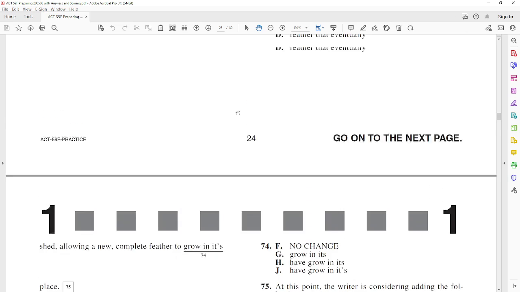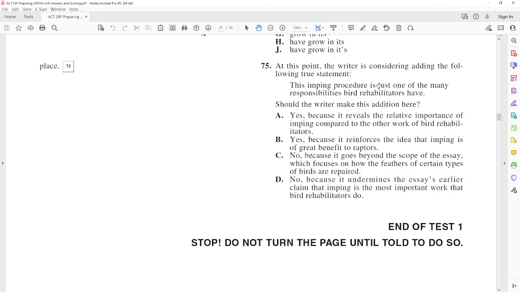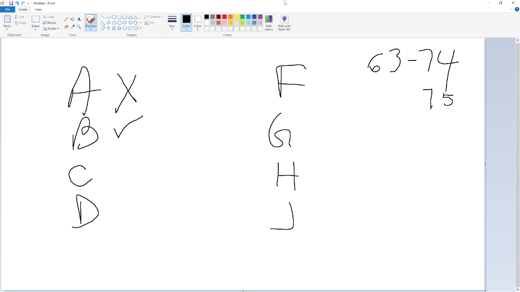All right, the whole passage is done. We've talked about how the rehabilitator fixes a bird feather, and now the imping procedure is just one of the many responsibilities bird rehabilitators have. Well, unless there's another paragraph that talks about those other responsibilities, this would be a fine transition to that. There's no reason to mention this. It just leaves us hanging. Okay, what are those extra responsibilities? So I wouldn't put it in there. A and B are out.